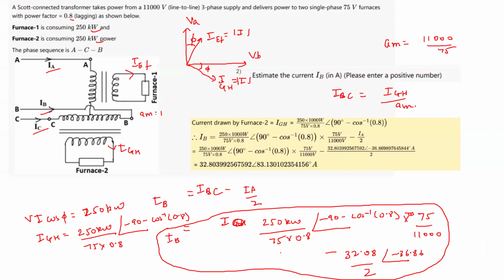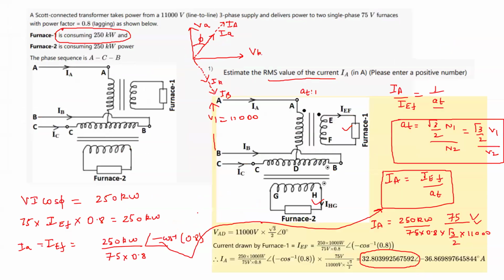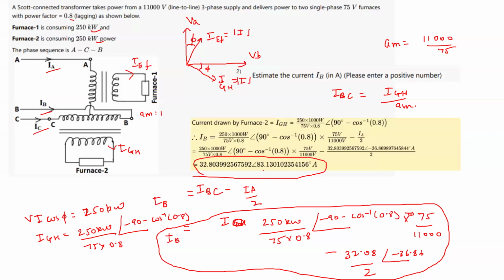If you solve for this, you will get this current. Okay, you will get this magnitude. You can solve for it. Okay, so if you solve for it, you will get that. Now let us go to the next question here.